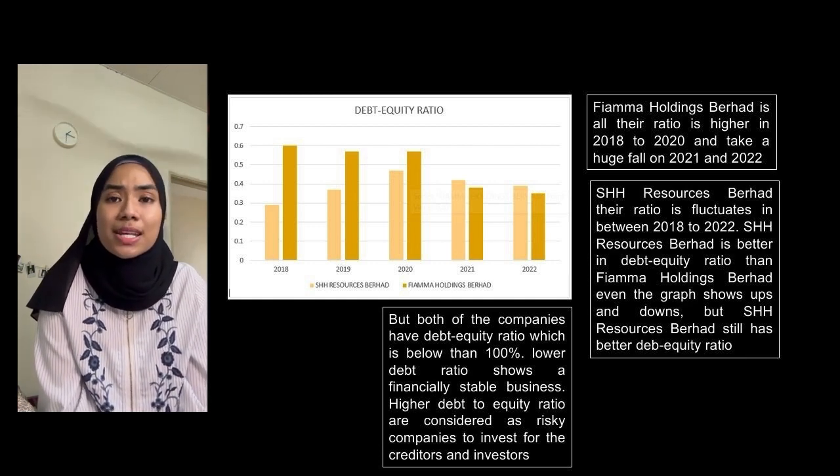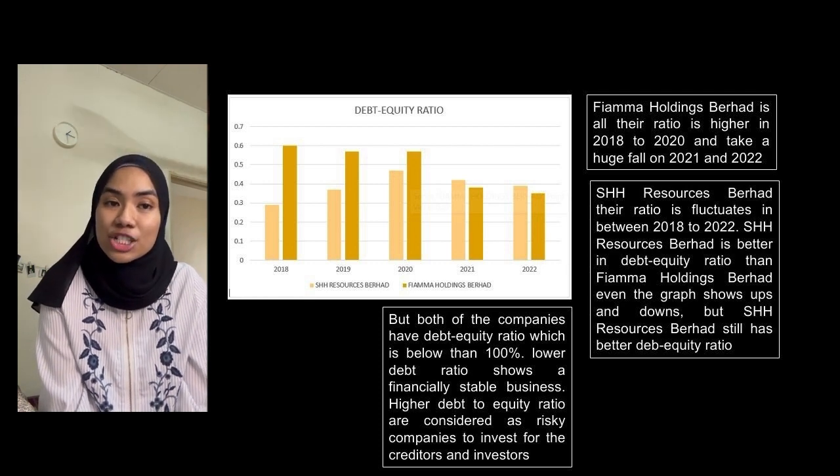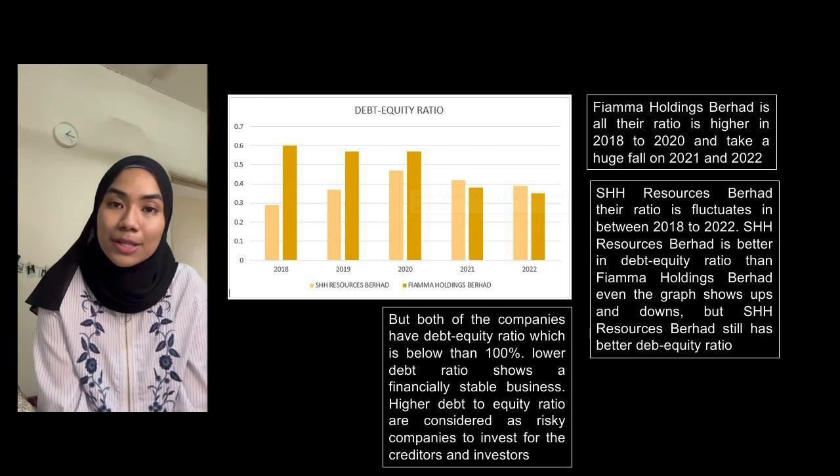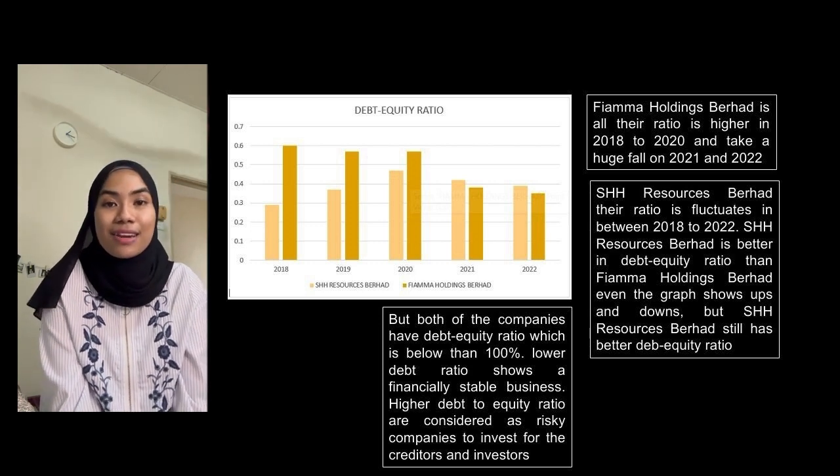below 100%. A lower debt ratio shows a financially stable business. A higher debt to equity ratio is considered a risky company for creditors and investors to invest in.